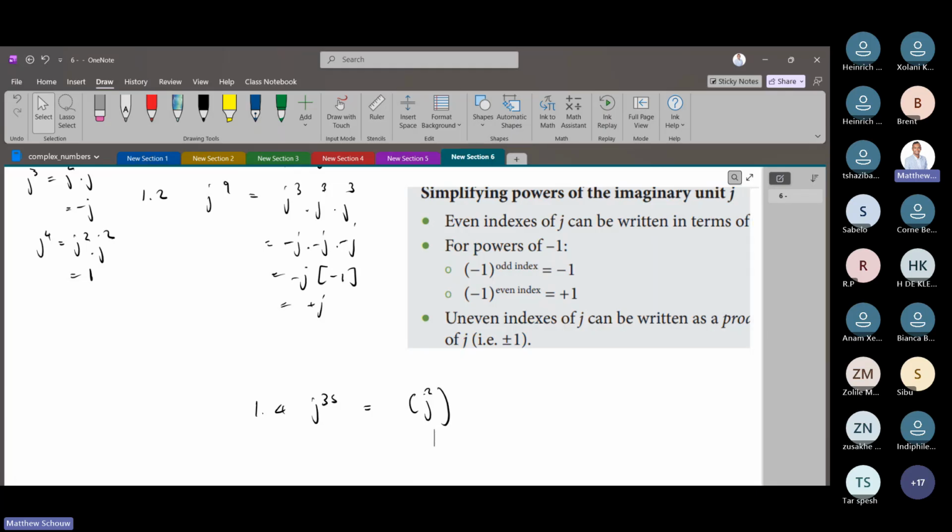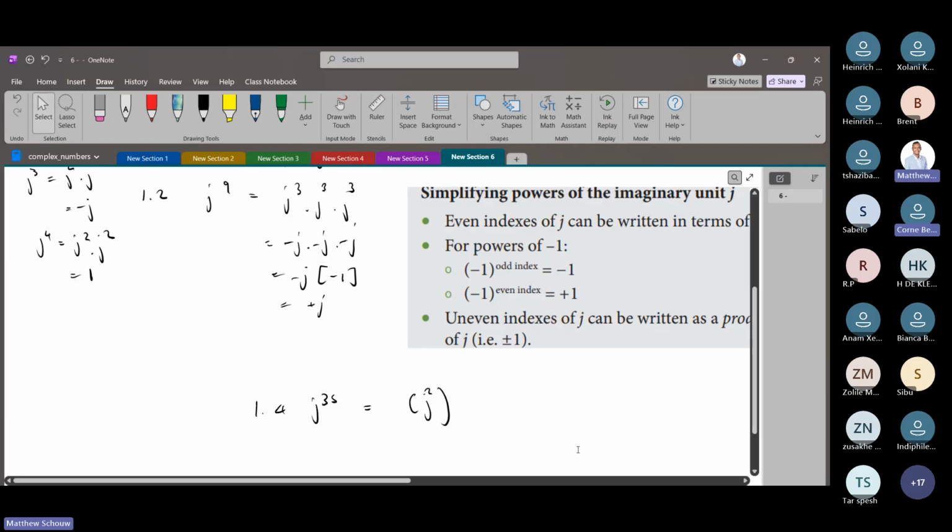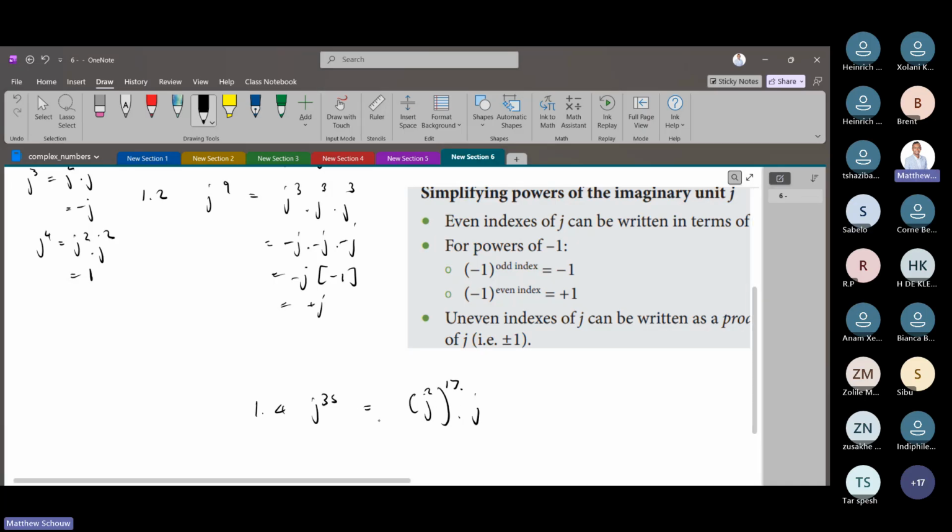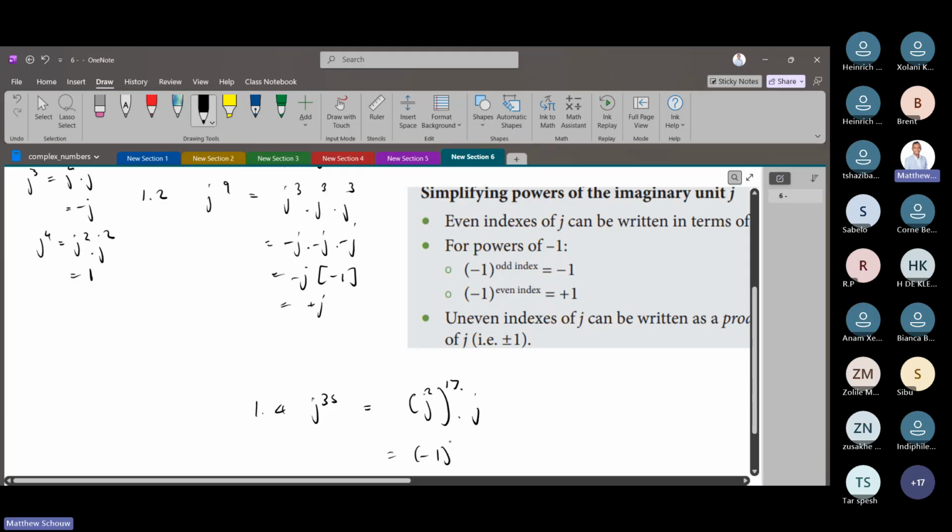It's not 17, because 2 times 17 is 34, not 35. Oh, okay, that's fine. It's going to be 17, that's fine. It's 34. Then you have another J over there. You see what I mean? Another J. Are you with me? So that's 34 times J. So again, I come here -1 to the power 17.